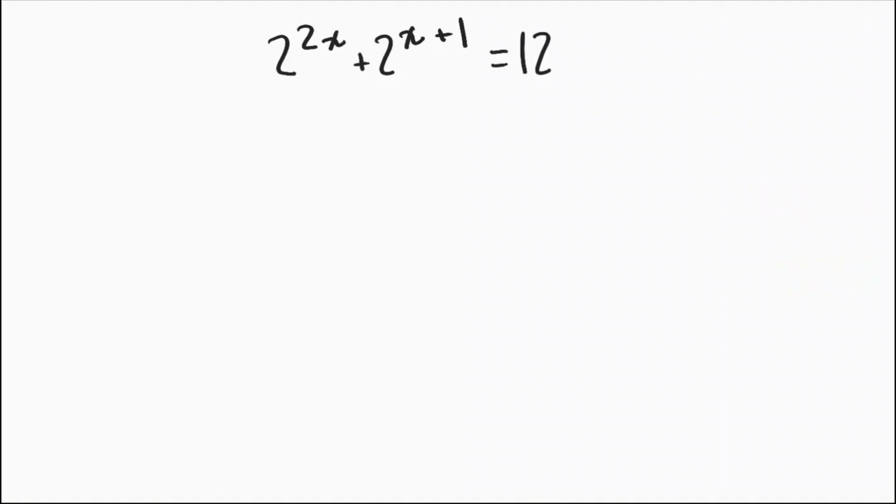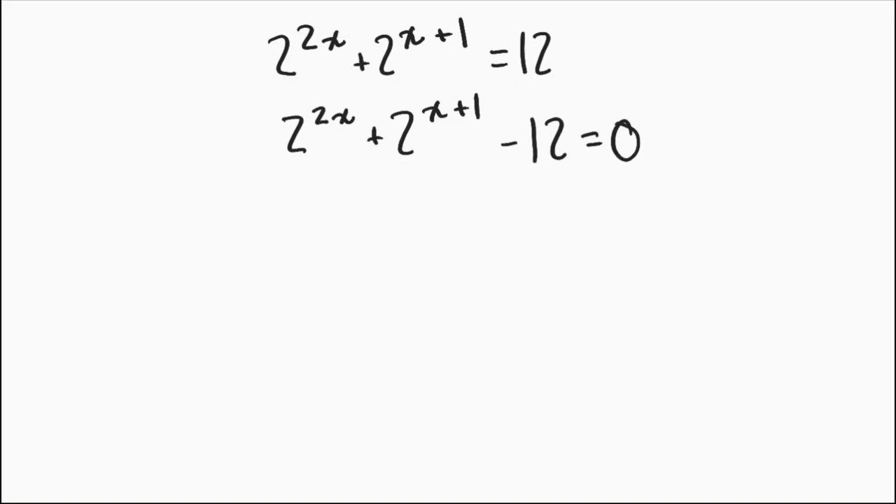In this video, we're going to go over this fun little problem right here. So 2^(2x) + 2^(x+1) = 12. What we're going to do first to solve this is to move 12 over to the left side. So this is just going to be 2^(2x) + 2^(x+1) - 12 = 0.